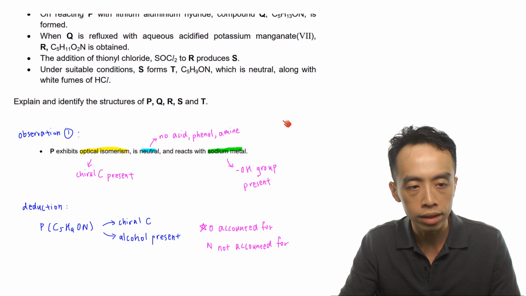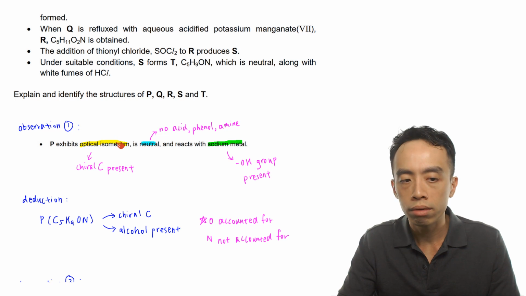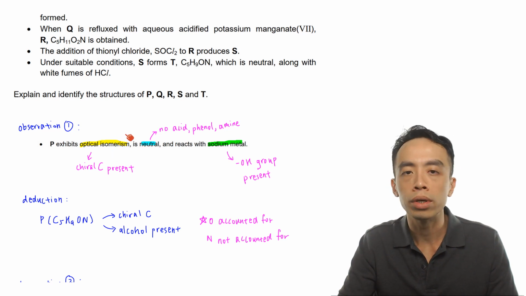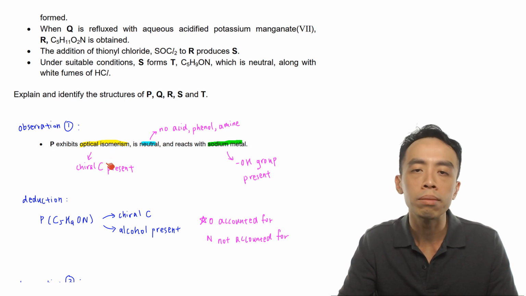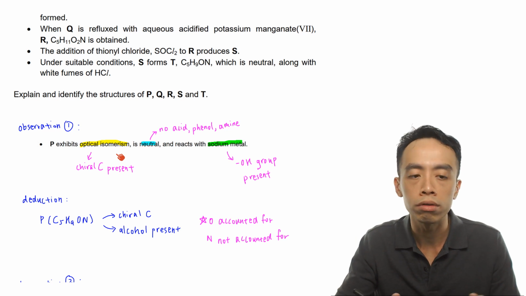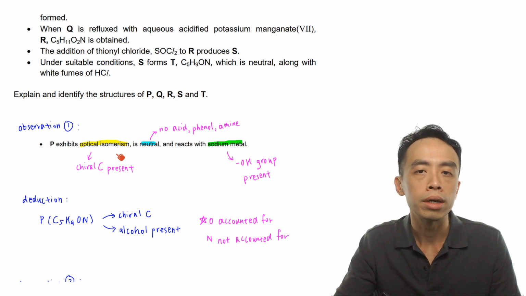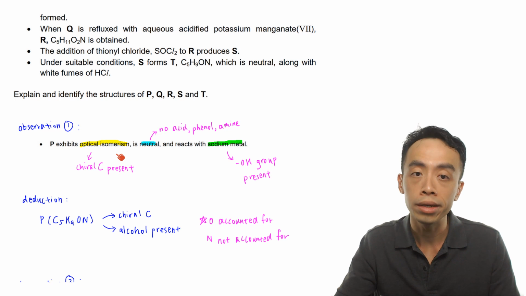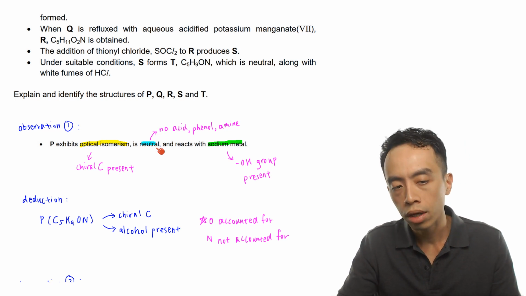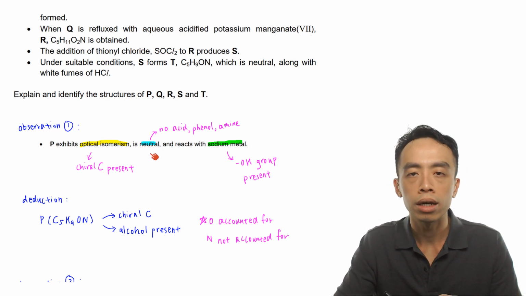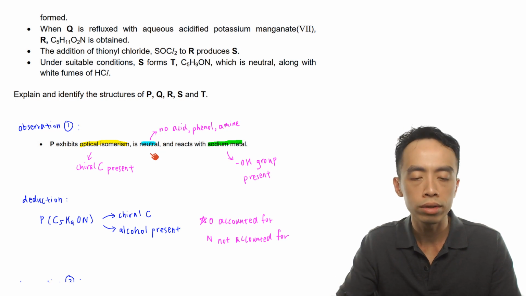Now, observation number 1, P exhibits optical isomerism. So optical isomerism in syllabus, we are interested in a chiral carbon. Chiral carbon, it is a saturated carbon bonded to 4 different groups. So we need a chiral carbon or a carbon that is asymmetrical. It is neutral. In syllabus, the functional groups that are not neutral, that means either acidic or alkali.